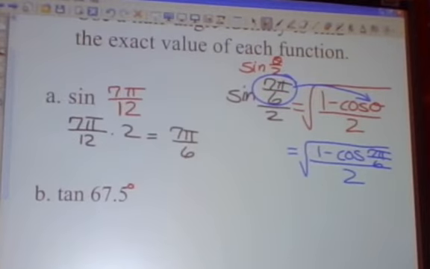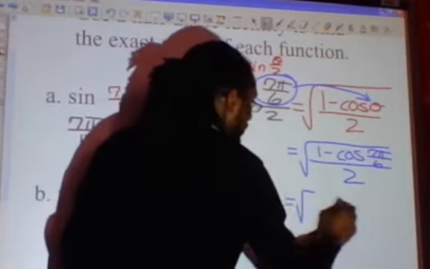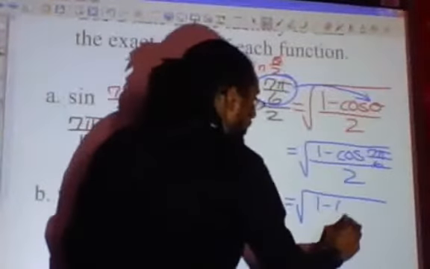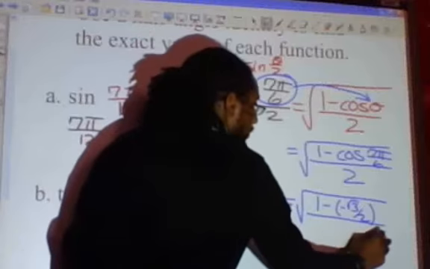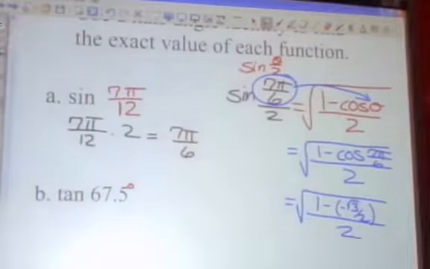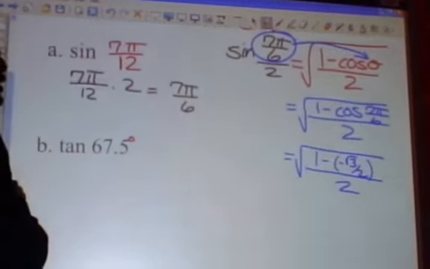Now the question is, what is cosine 7 pi over 6? And as we did in class, it's going to be 1 minus a negative square root of 3 over 2, divided by 2. So make sure you remember that chart. Make sure you study that chart. Make sure you know it, not just remember the values by looking at it.